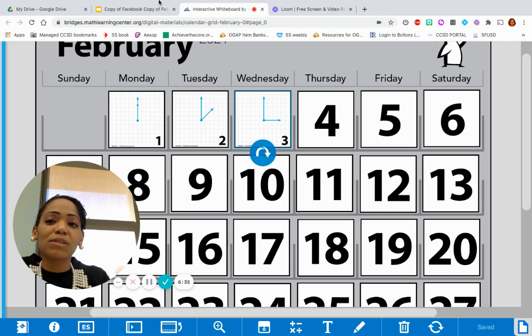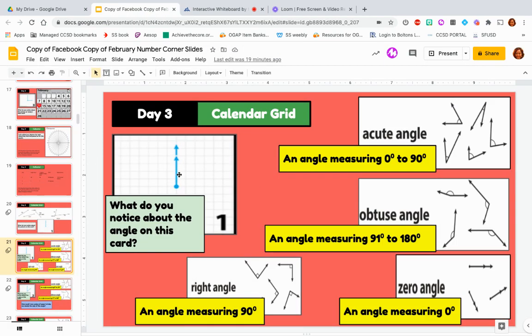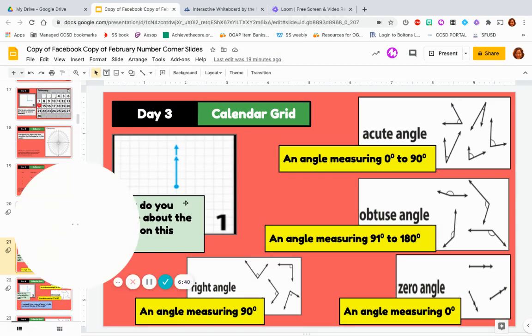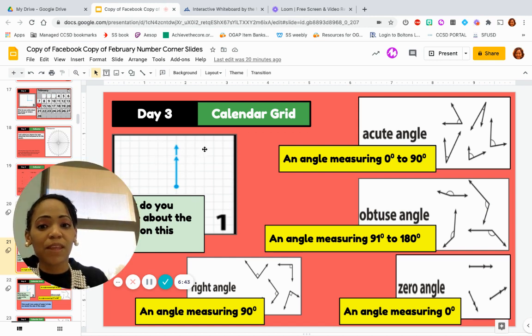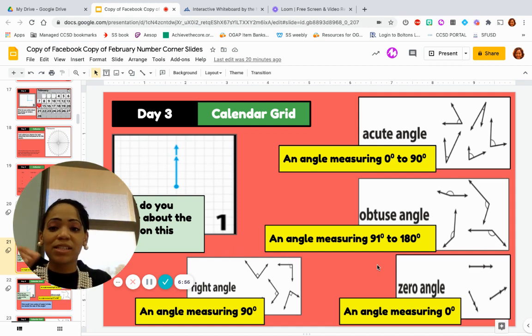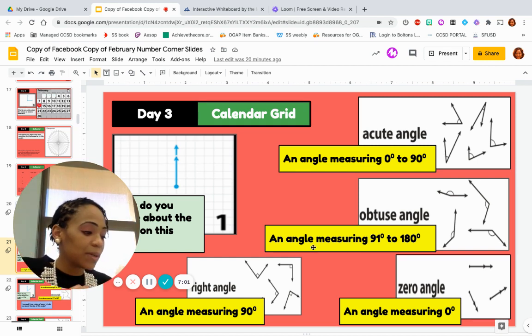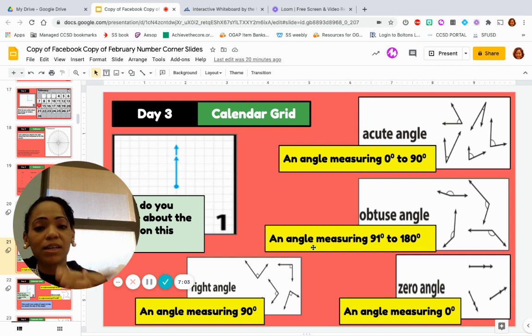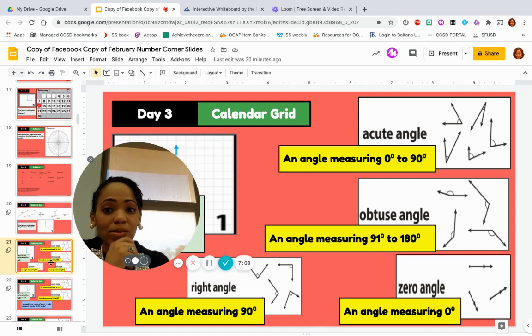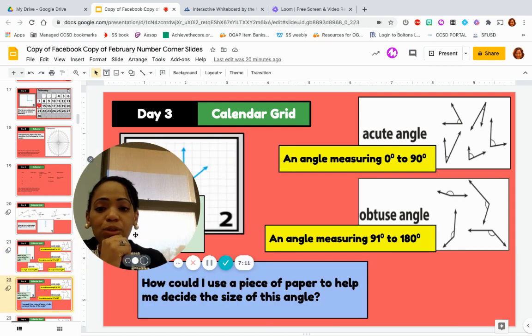Okay, so let's look back at our vocabulary terms. Here, I kind of already told you what this is, but I want to make sure you were listening. What kind of angle is this? We have a couple choices. It's a zero angle. It measures 0 degrees. There's no arc or space or anything in between those two connected rays or line segments.